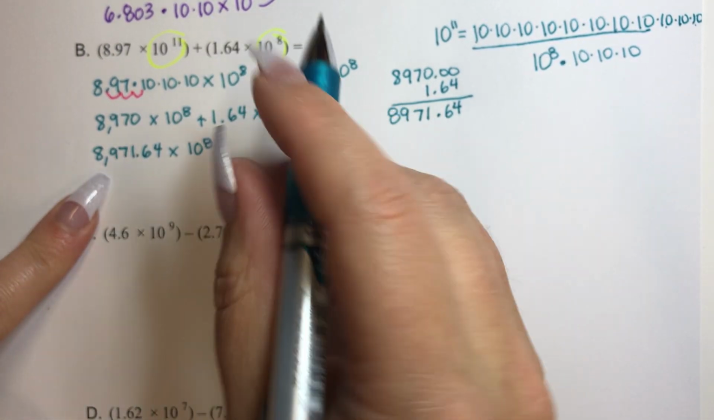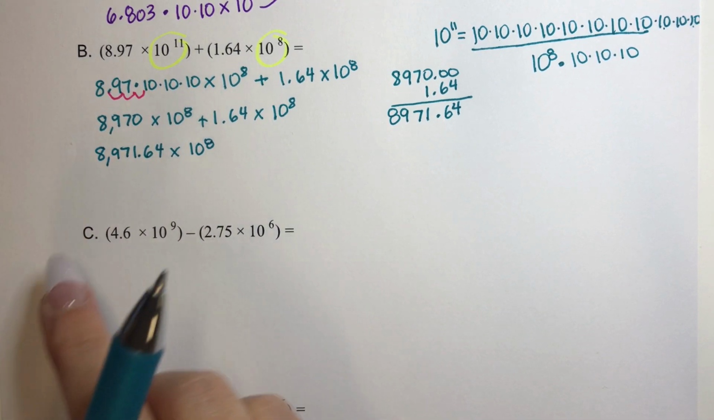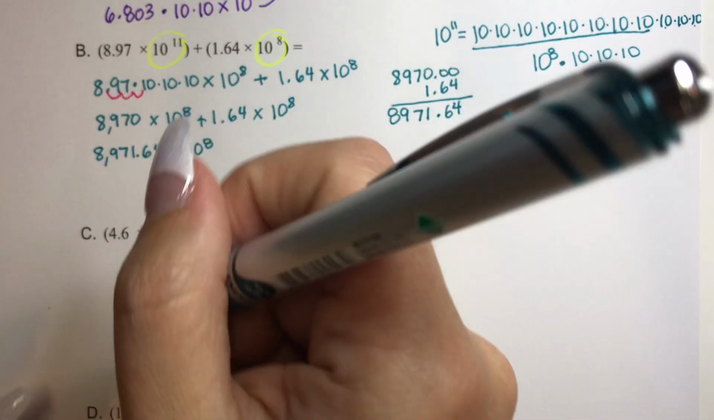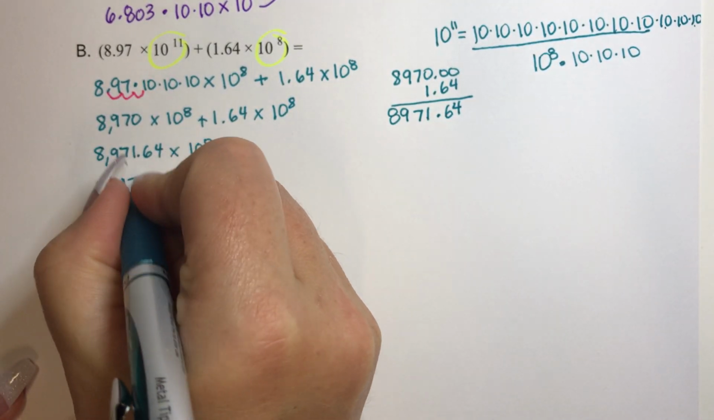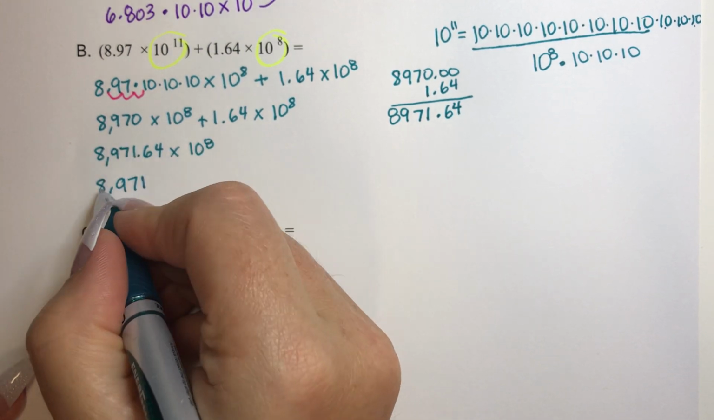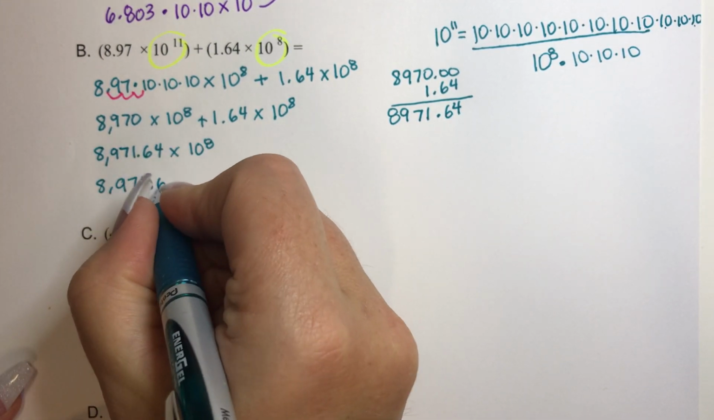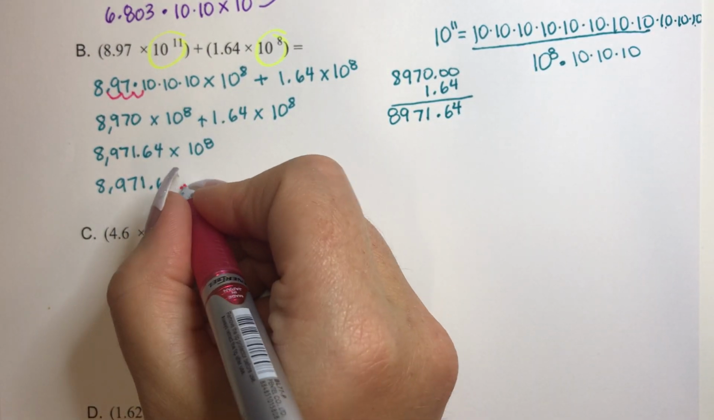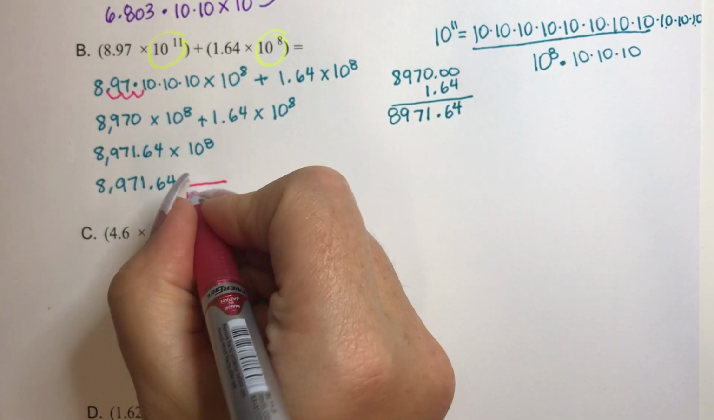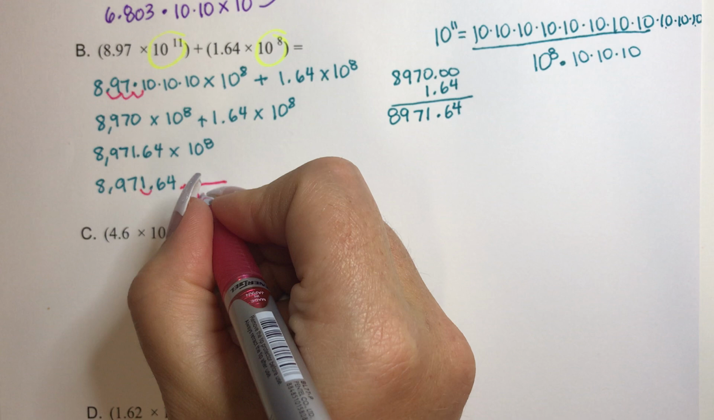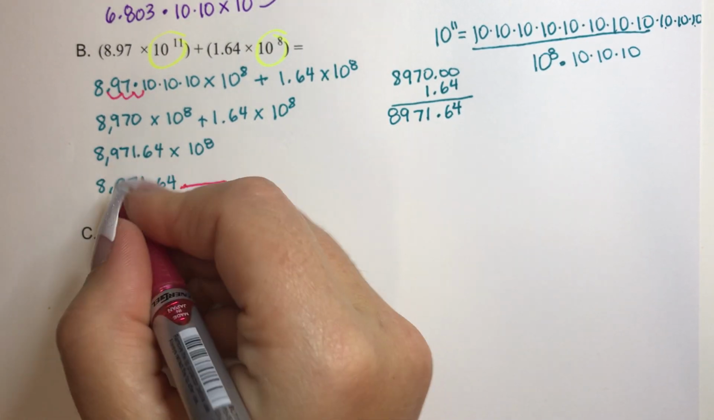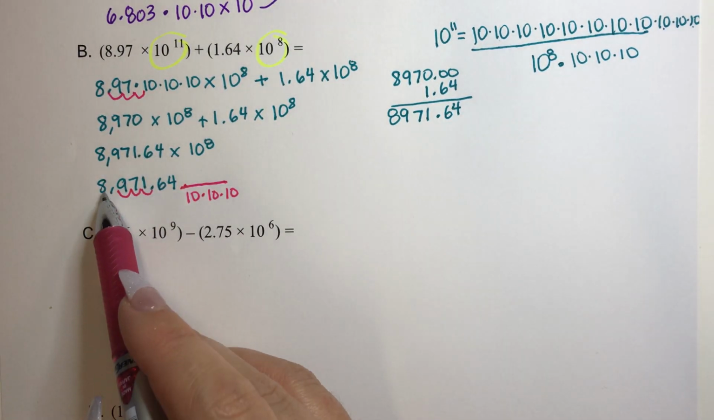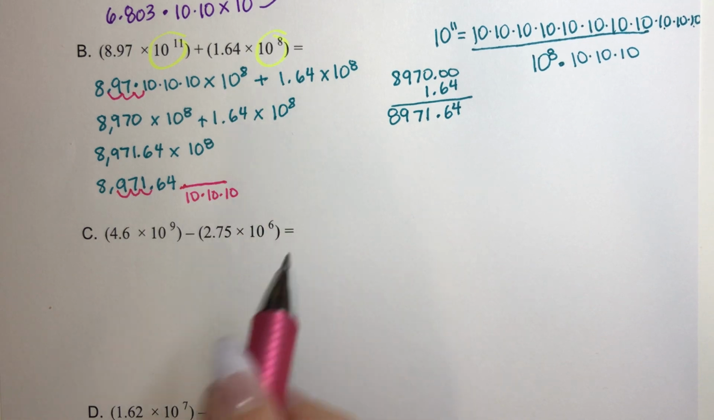Now the question is, is this number between 1 and 10? Oh, no, not at all, right? So we're going to have to divide this number by 10. So I'm going to rewrite it. 8,971.64 times, well, it's going to be divided by 10, which would move it over one place, and I'm going to have to divide it by 10 again. That would be 89, and then divide it by 10 one more time, and that would give me the 8.97164, which is what I need.